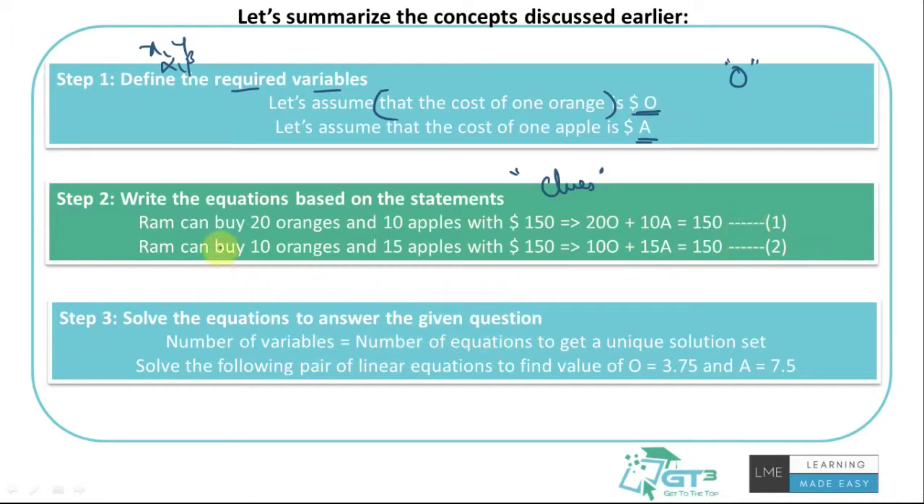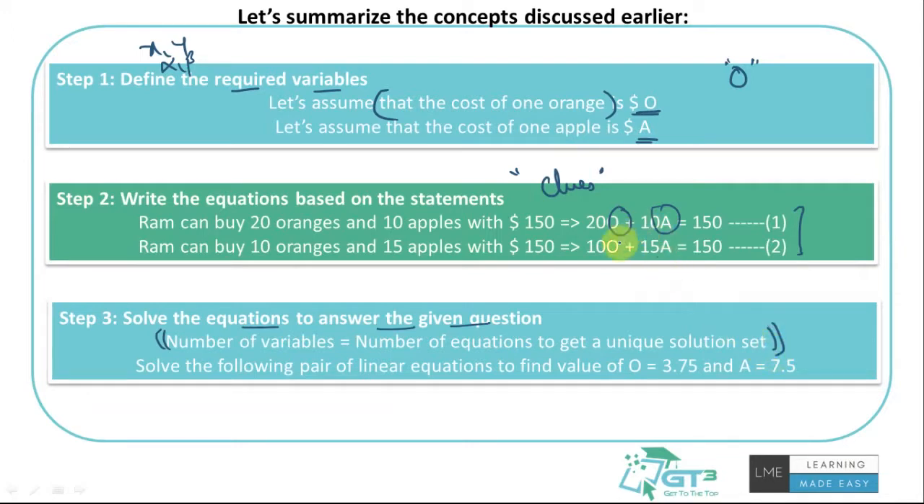So like Ram can buy 20 oranges and 10 apples with $150. That should translate into 20 oranges plus 10 apples is 150. Similarly, Ram can buy 10 oranges and 15 apples with $150. That should give me 10 oranges plus 15 apples cost is 150. So I have two equations, two variables. Technically, I should be able to solve these equations, pair of linear equations, to get a unique solution. As I said, number of variables equal to the number of equations gives a unique solution set.